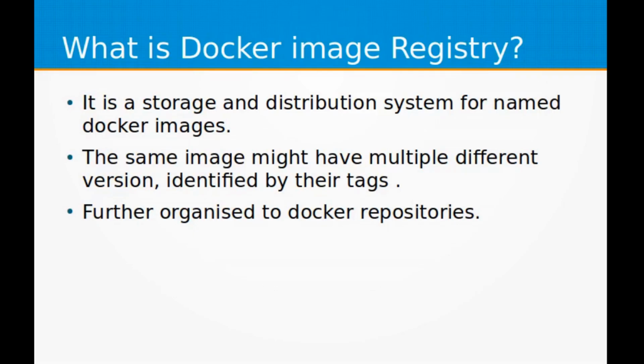So in simple terms, it is an area where the Docker images are stored. Instead of converting the applications to a container each and every time, Docker can directly use the image stored in the registry. The image registry can either be public or private. Docker Hub is the most popular and famous public registry available. I hope I am clear. What is Docker image registry?